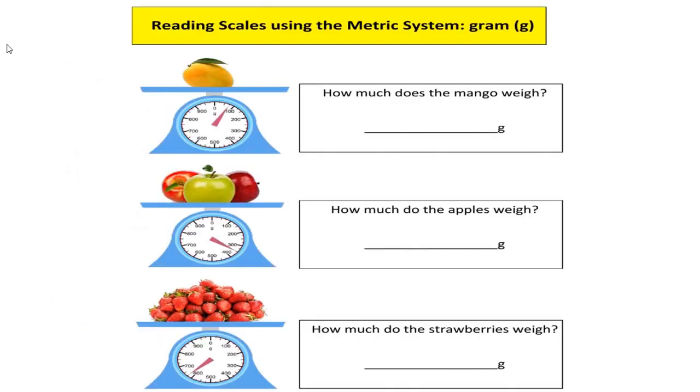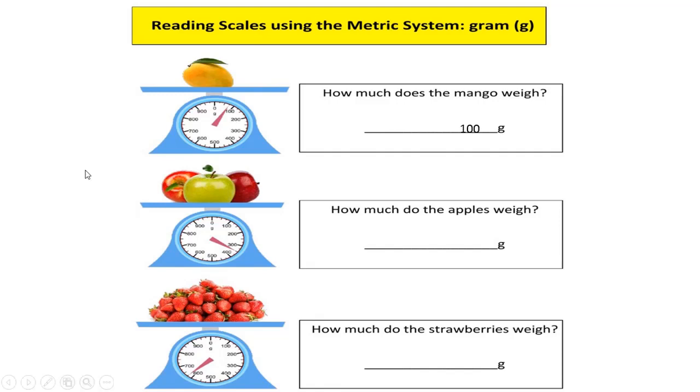So, reading a scale using the metric system. The metric system is a standard system. Here you can see the measurement on this digital machine. After keeping the object, the machine shows the number. So how much does the mango weigh? The unit is gram. So the answer is 100 grams.